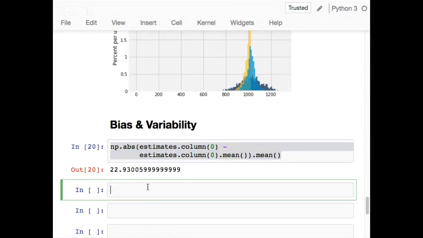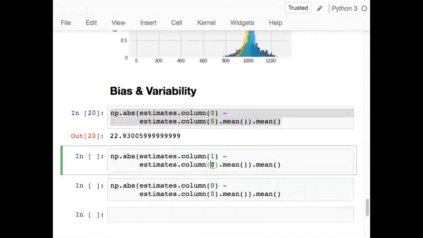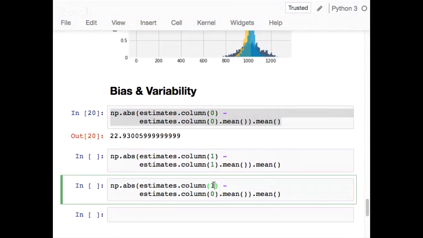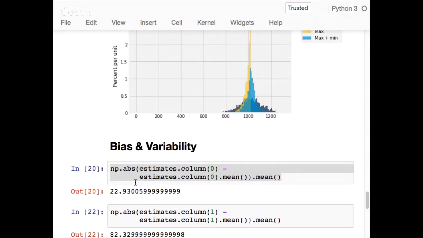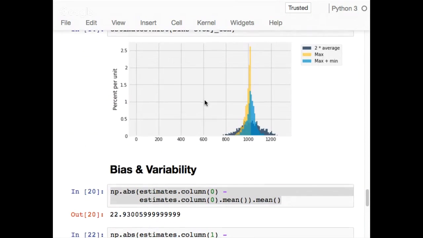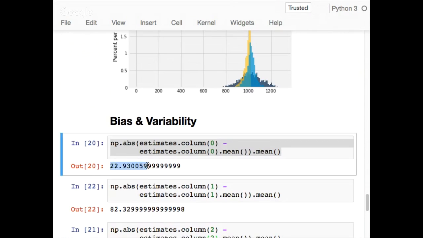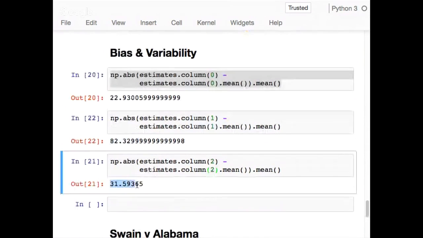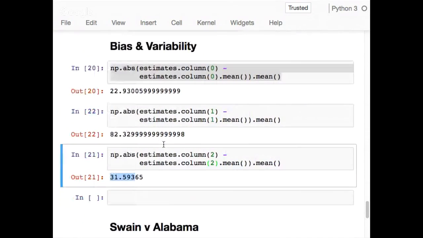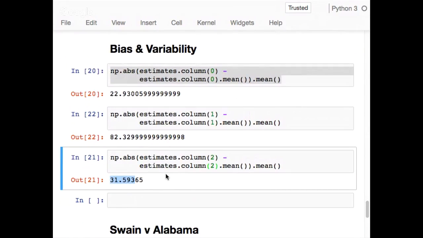I can just repeat that for different columns. You can see that my max estimator has a very low variability. My 2 times average has a high variability. And the max plus min has a little bit higher than my max, but it is less biased.